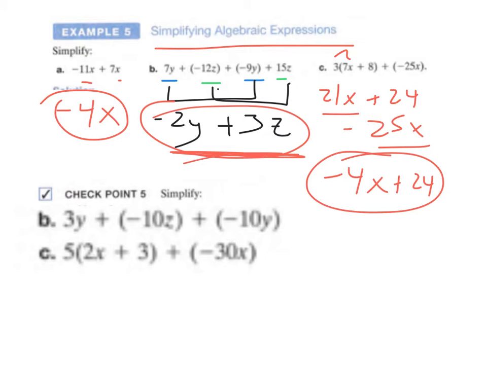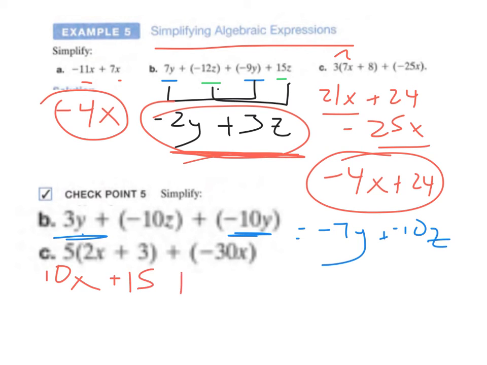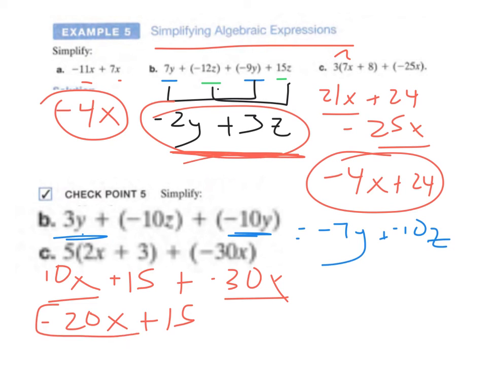The next problem, same thing, we want to combine like terms. The only two things that are alike are these two, and so I get a negative 7y plus a negative 10z. Here we have to remove the parentheses, so I'm going to remove the parentheses by multiplying. And then these two are like terms, and I can combine them. And I have my answer.